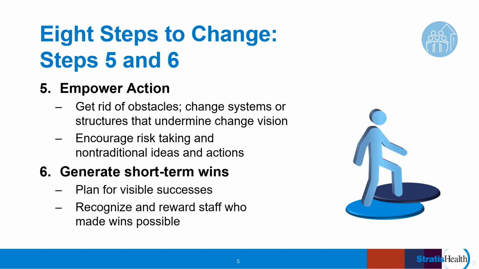Step 6, generate short-term wins. Change gains traction best when we can recognize and appreciate the successful milestones along the way. Be sure to create visibility around the success that your team is achieving and visibly recognize and reward staff, quality improvement team members, or the team as a whole who made the wins possible. These incremental wins then provide further impetus for change. The wins will also help strengthen leadership based on your evidence of success. Providing positive feedback helps build morale and motivation to continue the work.